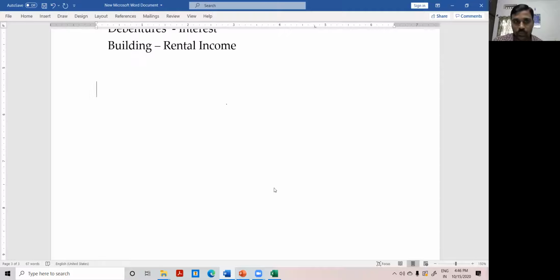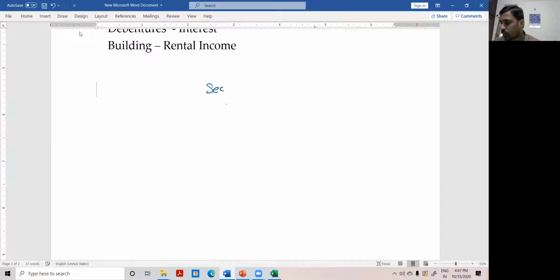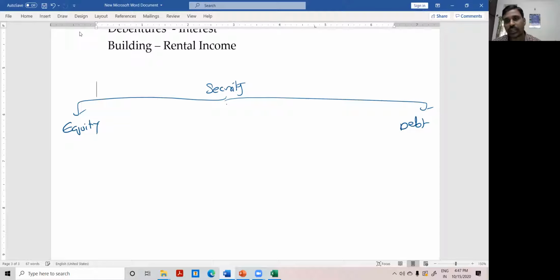There are many types of securities. If you look at the definition of security given in the Securities Contracts (Regulation) Act, there are many different types. But for my purpose, I am classifying securities broadly into two parts: one is equity, another is debt. You can take preference shares as debt also, because they are popularly called quasi-debt, owing to the similarities between preference shares and debentures.